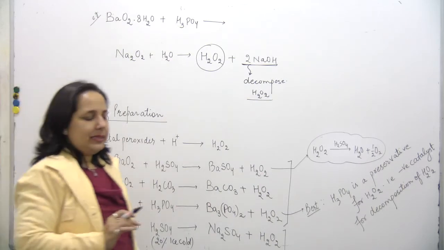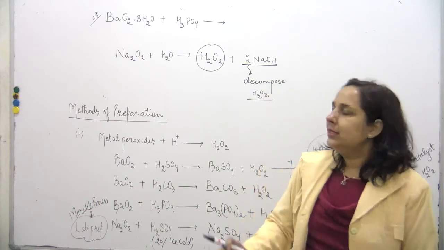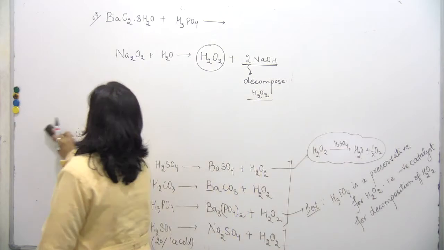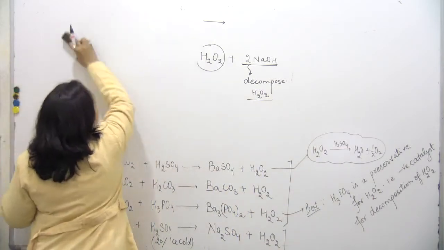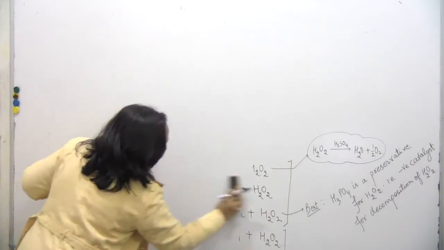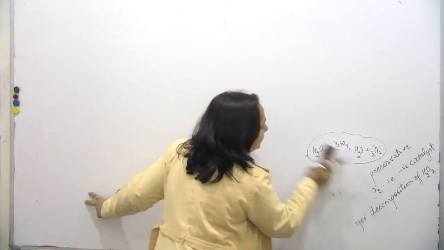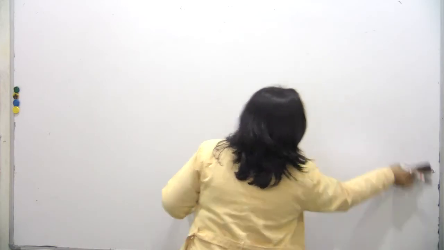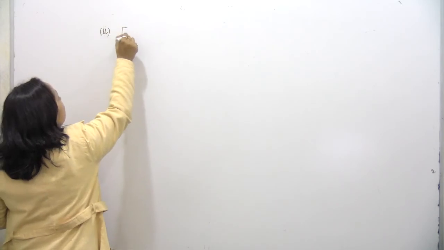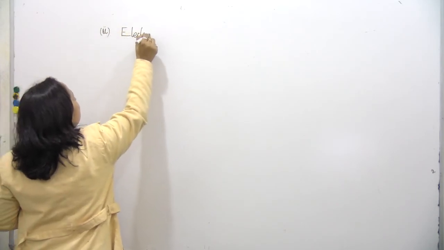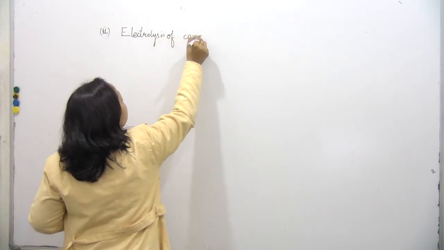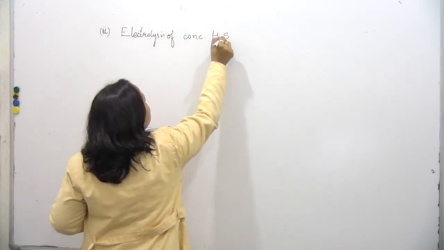Now the next method, that is the manufacture of hydrogen peroxide, the second method of preparation. So next we move on to the second method of preparation of hydrogen peroxide. It is by electrolysis of concentrated sulfuric acid. The second method of preparation is electrolysis of concentrated sulfuric acid.